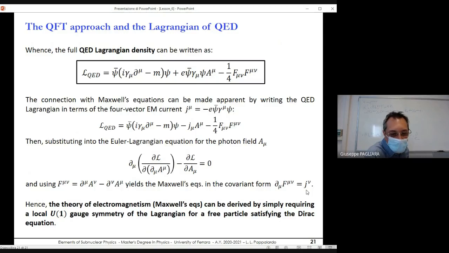So the theory of electromagnetism, essentially the Maxwell equation, can be derived by simply requiring a local U(1) gauge symmetry for the Lagrangian of a free particle satisfying the Dirac equation. And I think we can already stop here. By applying the gauge principle and the simplest U(1) gauge transformation, we derive the expression of the Lagrangian of QED, which includes all the QED phenomena. Then next week we will start to develop the perturbation approach of QED: the Feynman diagrams, the Feynman rules, how to draw a QED reaction, and how to calculate its cross-section using the Fermi golden rule.